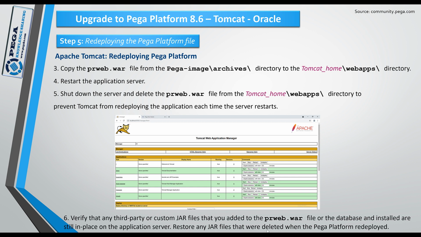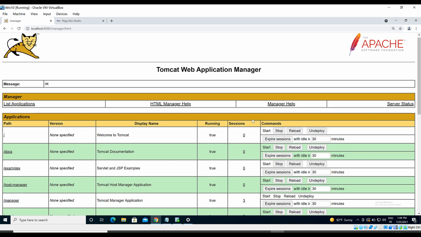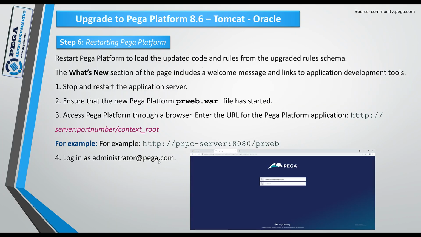Restore any jar files that were deleted when the Pega platform was redeployed. Restart Pega platform to load the updated code and rules from the upgraded rules schema. Ensure that the Pega platform prweb.war file has started. In the Tomcat web application manager, ensure that the prweb.war file is started. Log in as an administrator at pega.com, and the password is whatever password you gave during your installation.